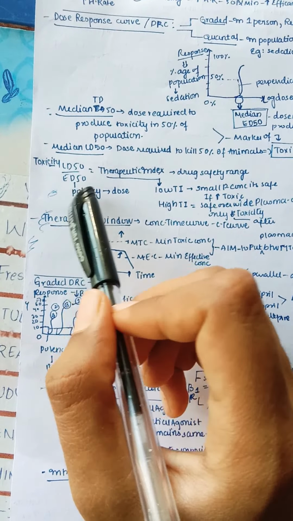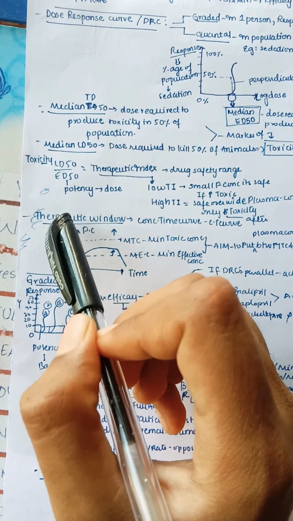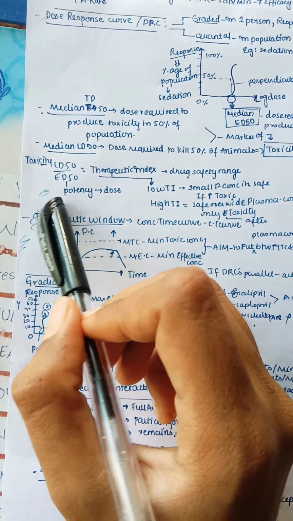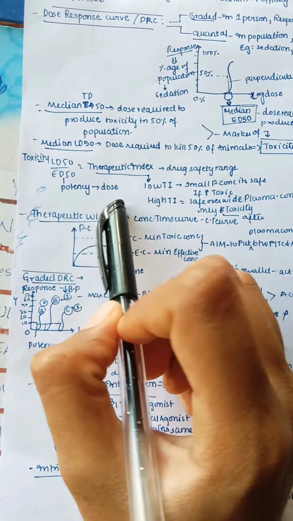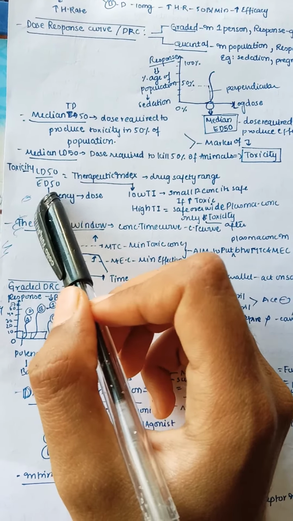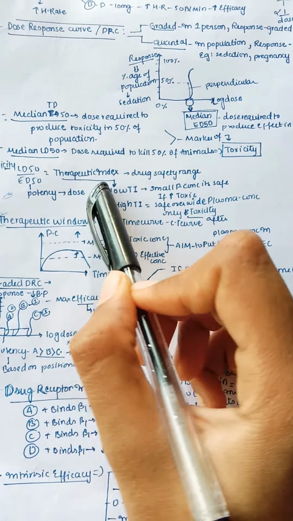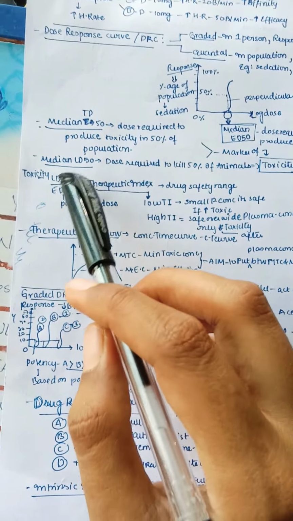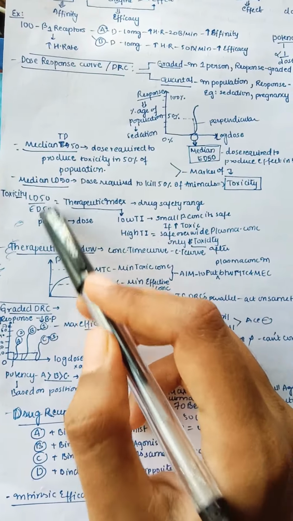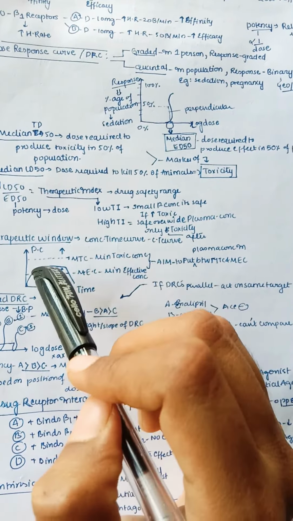Next, coming to toxicity. So lethal dose divided by ED50 gives us the toxicity. Here the ED50 tells us the potency or the dose. So LD50 by ED50 is equal to our therapeutic index, that is the drug safety range, because here it is the lethal dose and here it is the potency dose. So the difference between them is nothing but the therapeutic index.